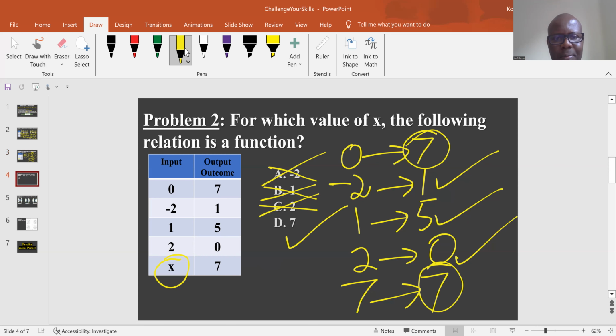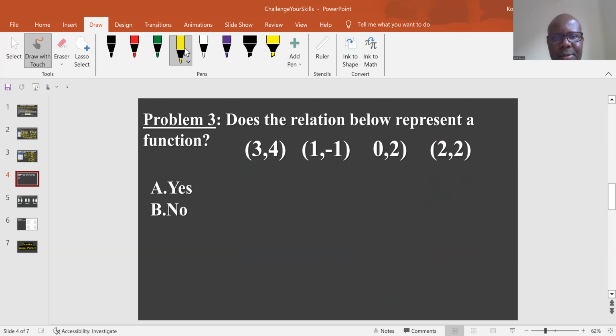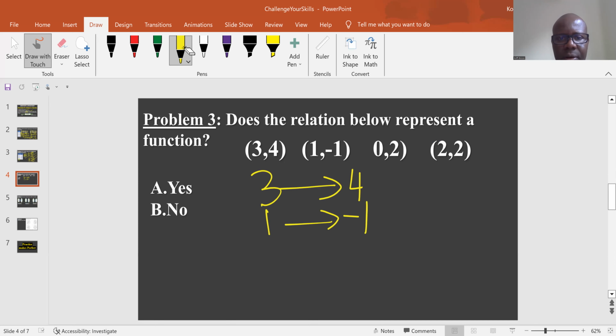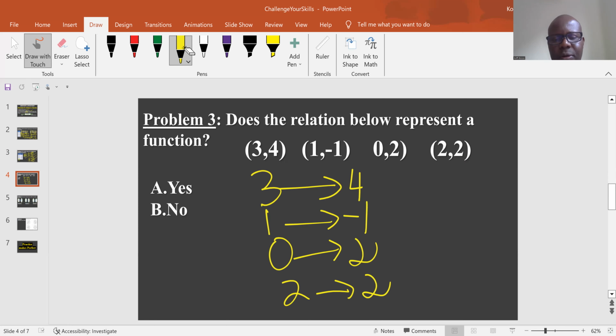Let's see the next problem. 3. Does the relation below represent a function? It's a relation. Yes. Why is it a relation? Because when they say 3, 4, which is a point with coordinates 3 and 4, that means the input is 3, and this has an output of 4. 1 has -1. 0 has 2. 2 has 2. So each input here has only one output. Therefore, yes, it's a function.